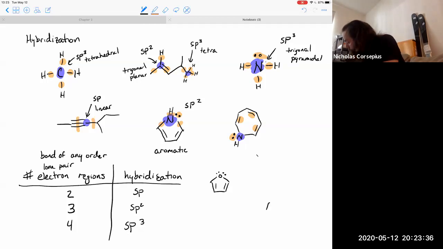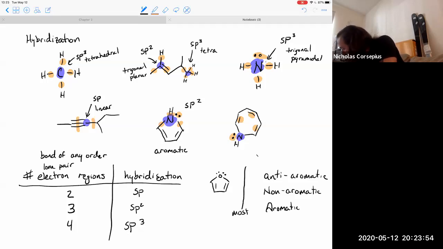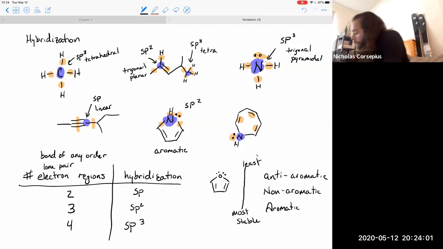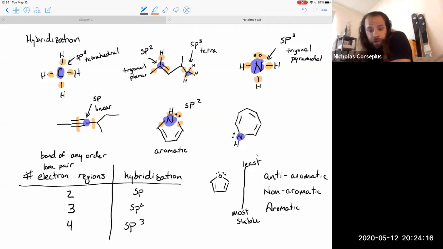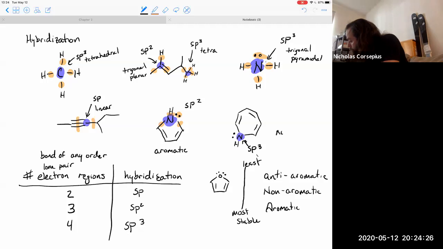Now, in terms of stability, aromatic is the best. Then you got non-aromatic. And then finally anti, that's like the worst. So this is in terms of most stable to least. Let me get rid of my coloring real quick. So if it puts that lone pair in a p orbital, then it's anti-aromatic. That's the least stable, right? So instead, it goes ahead and doesn't put it in a p orbital. It's sp3 hybridized. So this guy is actually non-aromatic.